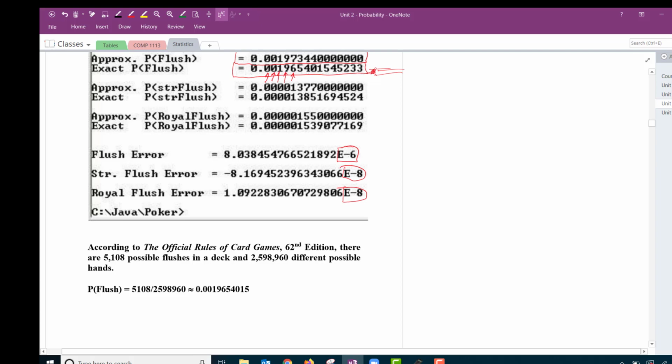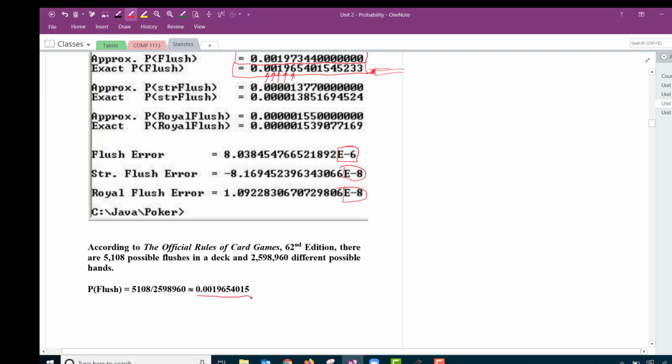It turns out that you can calculate this exactly. The total number of possible flushes is 5,108. And the total number of 5-card poker hands is about 2.6 million. So 5,108 divided by 2.59 million ends up giving us the exact value.